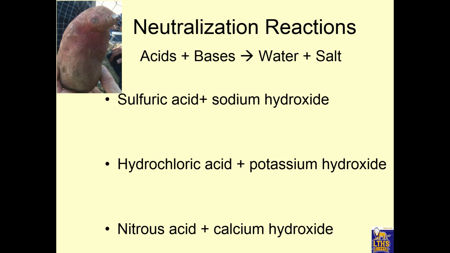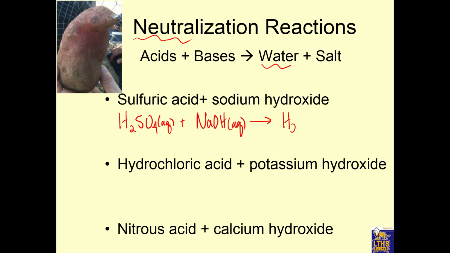Alright, so neutralization reactions. Hopefully you see the word neutral and think water, because a neutralization reaction is when an acid and a base make salt and water. So sulfuric acid is H2SO4, and that's going to be aqueous. It reacts with sodium hydroxide, which is NaOH. How do I know? +1, -1, NaOH. It's going to form water, so let's put that down. And it's also going to form a salt with the cation of the base and the anion of the acid, but we have to cancel charge. So sodium's a +1, sulfate's a -2, so it's got to be Na2SO4, and that's also going to be aqueous.